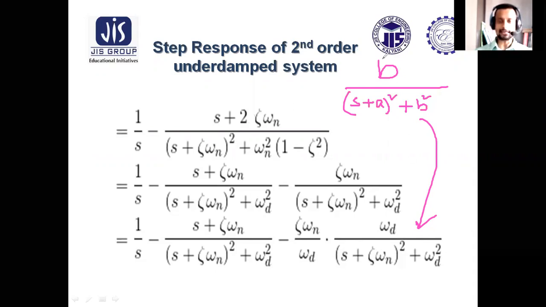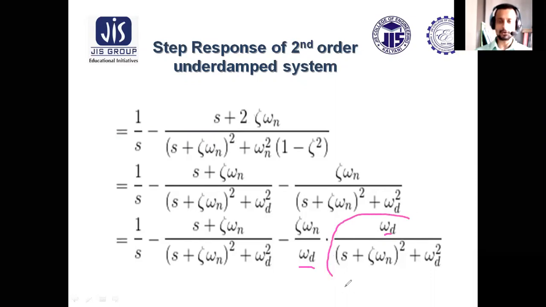That is why we have taken here this omega d extra, so as to get this in b by (s plus a) whole square plus b square form, so that we can perform inverse Laplace transformation. Our main objective is to get C(t), but we have the expression of C(s). So to get C(t) from C(s), we need to perform inverse Laplace transformation. That is why all that extra part has been taken in the derivation.